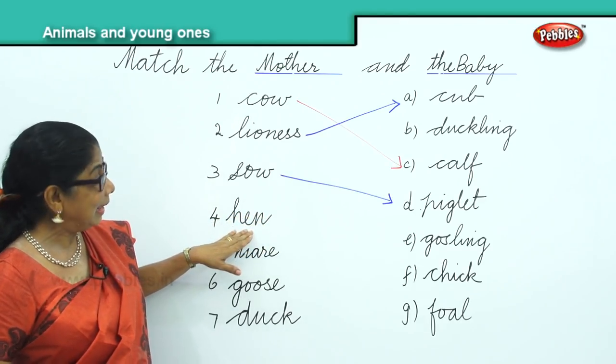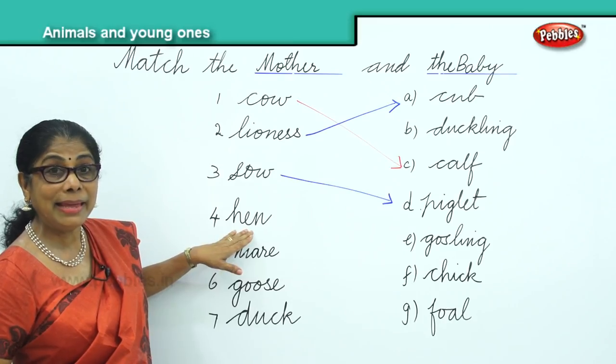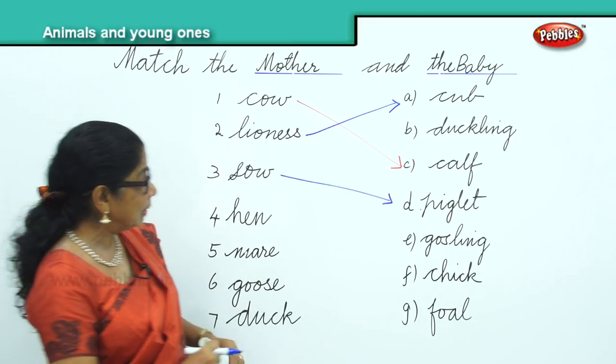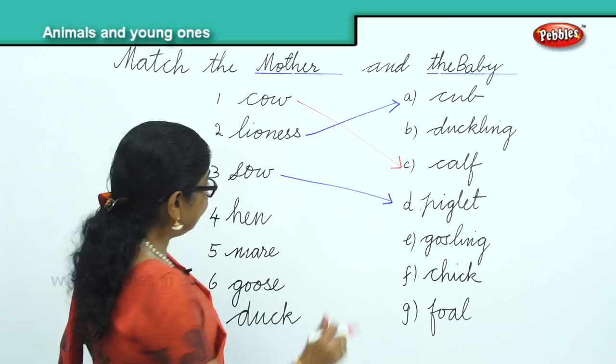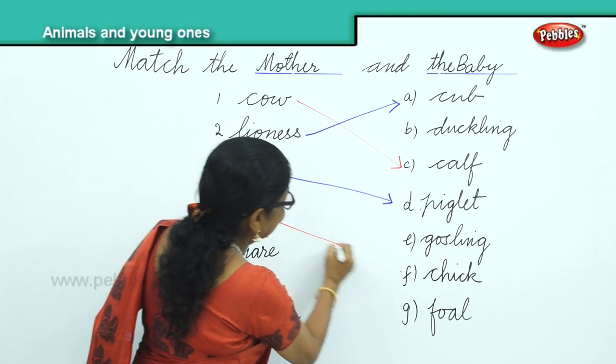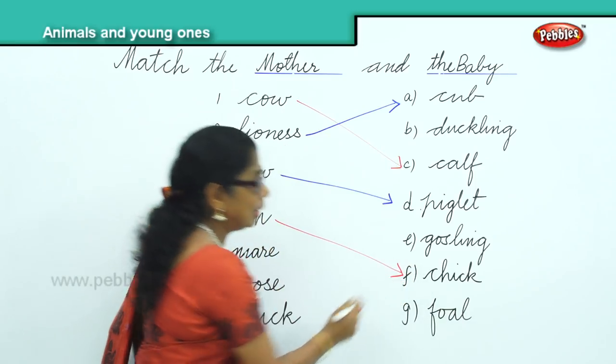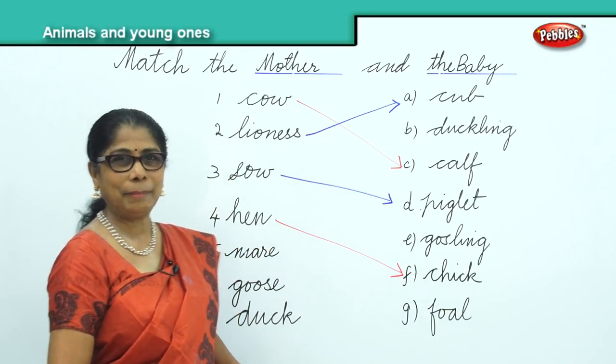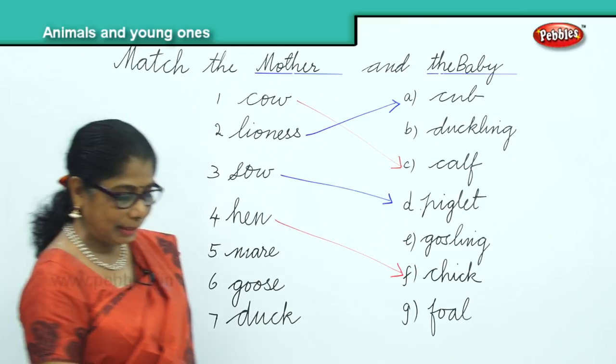Hen. Hen gives us egg. Mummy hen. Where is the baby? The baby is called chick. Where is the chick? Here the chick. Hen's baby is called baby chick.